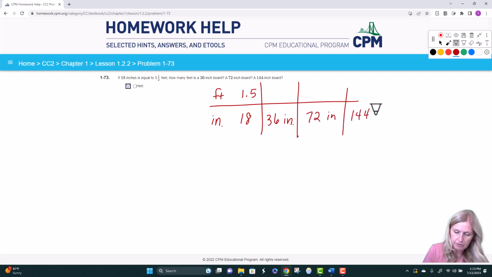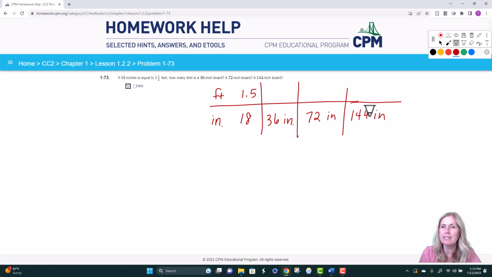and a 144-inch board. So the reason why my instincts told me to make a ratio table is because when I was reading the question, I already noticed a relationship between this number and this number, this one and this one, and this one and this one.